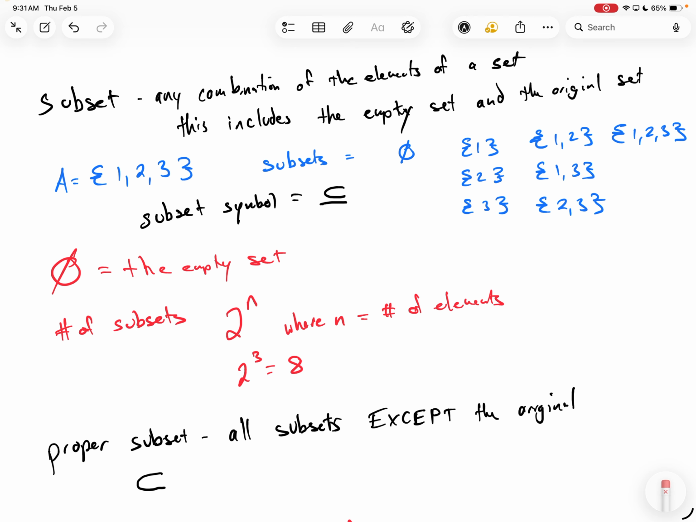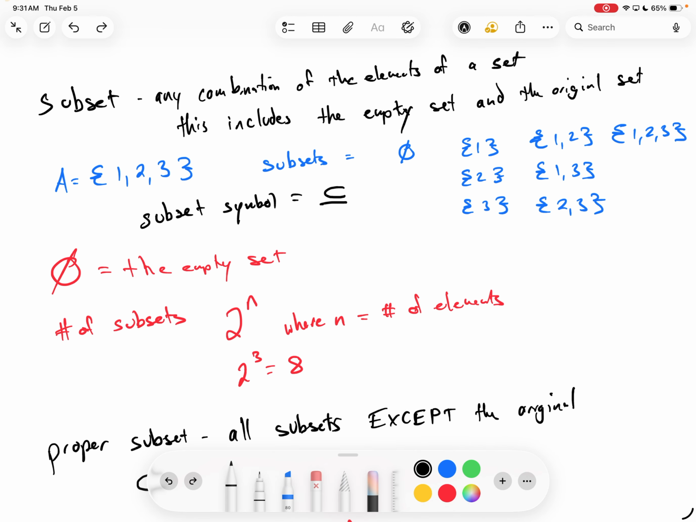So if we have A equal to {1, 2, 3}, that is our original set. You can come up with 8 different subsets. You can do the empty subset. {1} would be a subset, {2} would be a subset, {3} would be a subset. And then you could do the subsets with 2 elements in there: {1, 2}, {1, 3}, {2, 3}. And then also a subset is the original, {1, 2, 3}. So you come up with 8 different subsets for that.